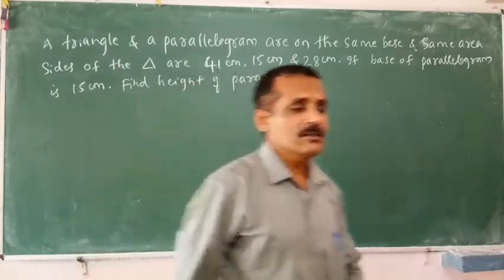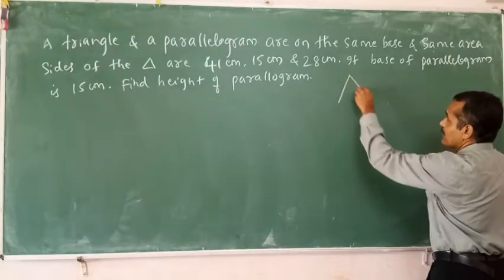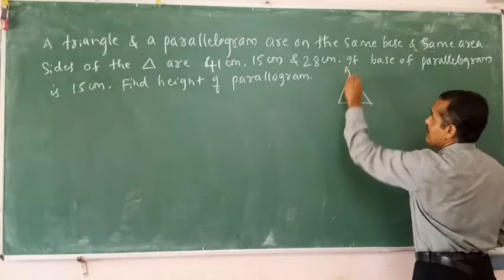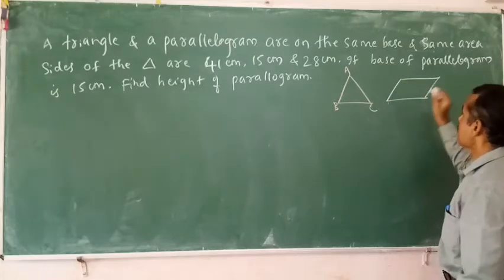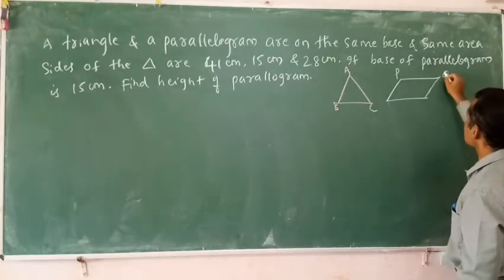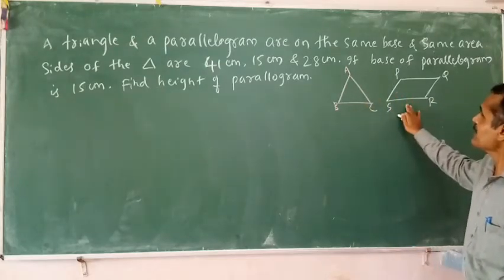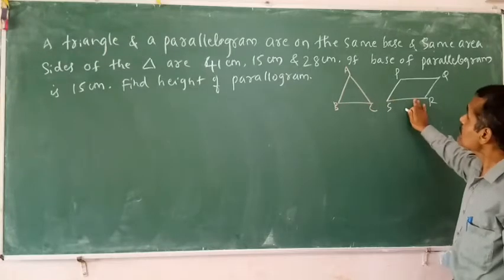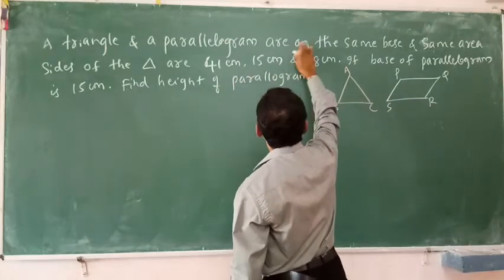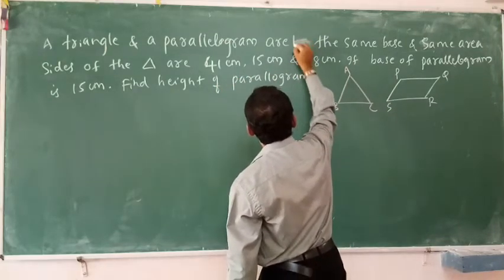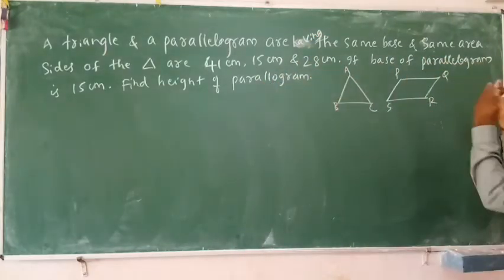Let us draw a figure and let me explain what they say. They say this is a triangle ABC and this is a parallelogram, say PQRS. They say they are on the same base. The triangle and the parallelogram are having the same base.